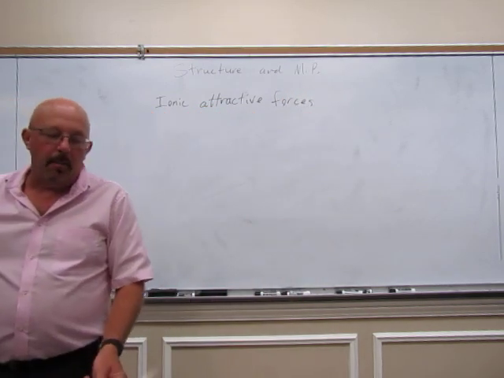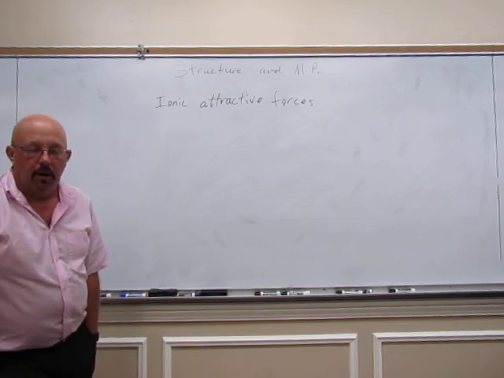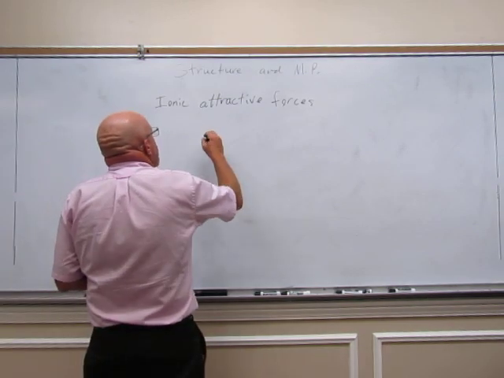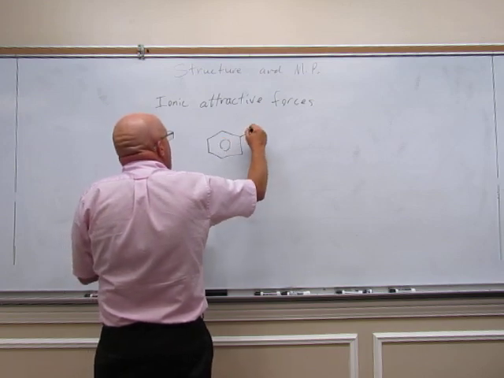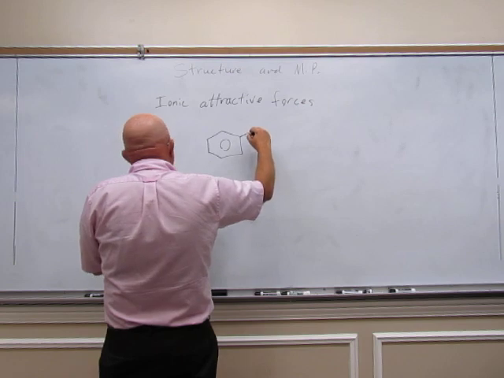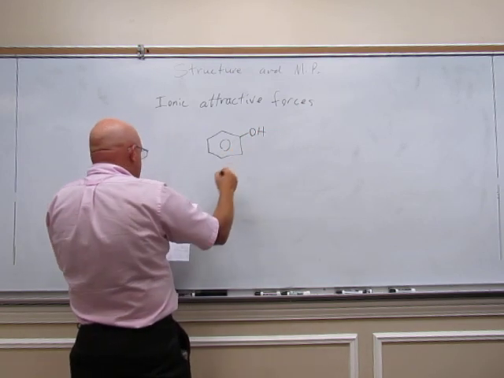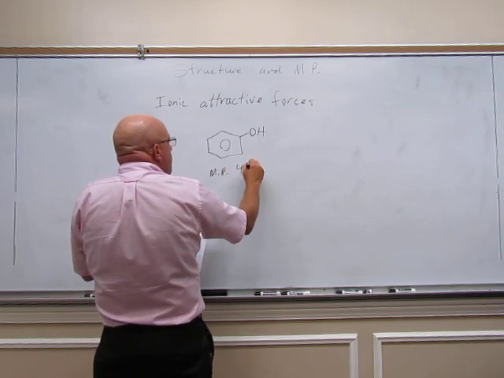Things with an ionic bond will have a very, very high melting point. Let's look at an example. These will have our highest melting points, these ionic bonds. In other words, salts. Here is an alcohol. This one has a melting point of 41 degrees.